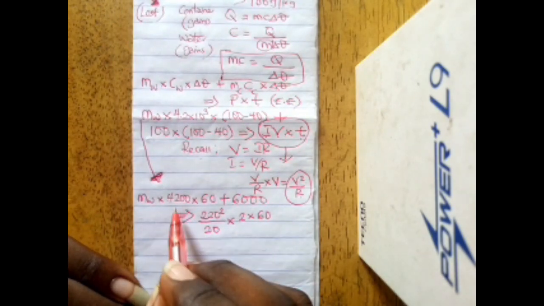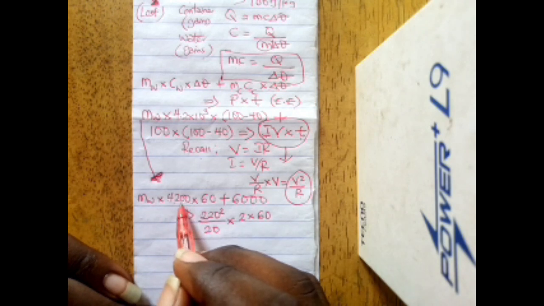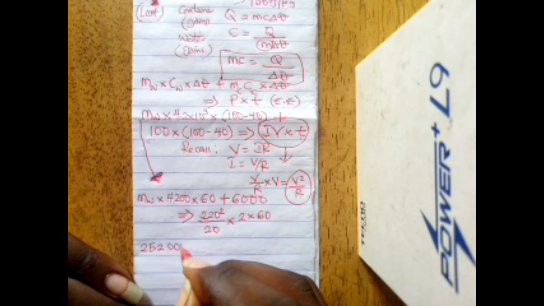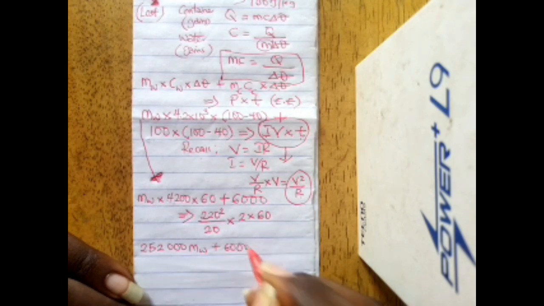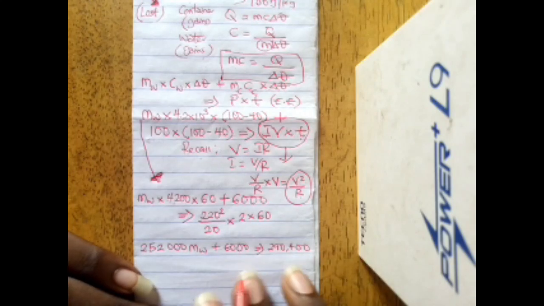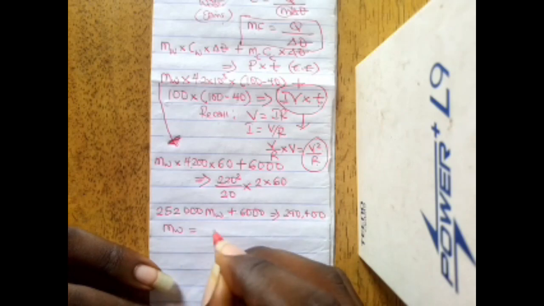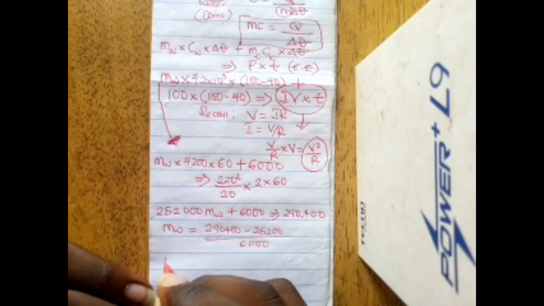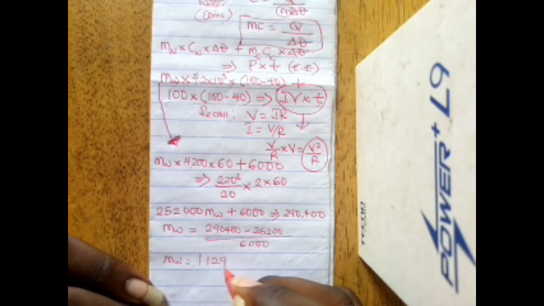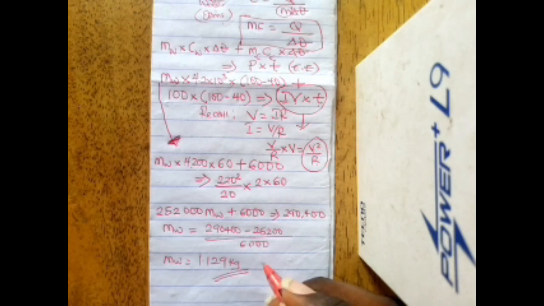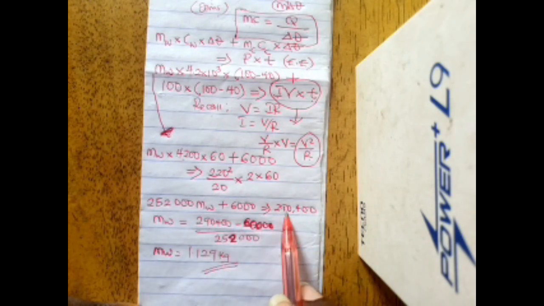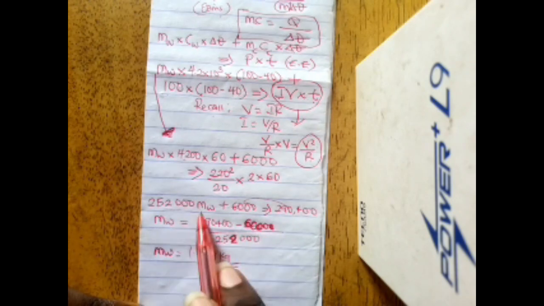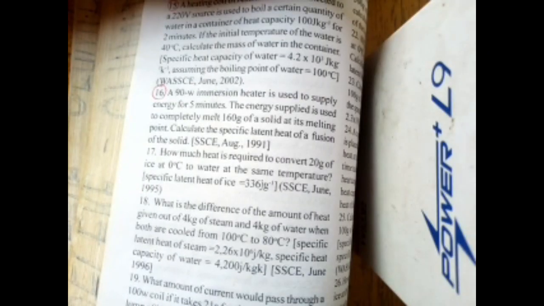So this gives us 4,200 multiplied by 60, which gives us 252,000 times the mass of water, plus 6,000. Now all this would give us 290,400. So it gives us the mass of water equals 290,400 minus 6,000, all over 252,000. It's going to give us 1.129 kilograms. So this is the mass of water in the container. Okay, so it's still correct.